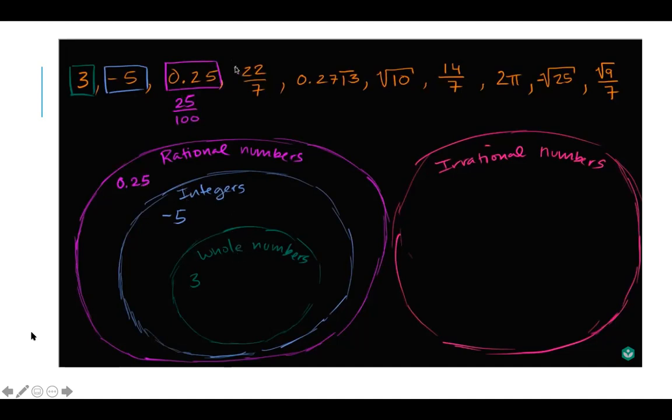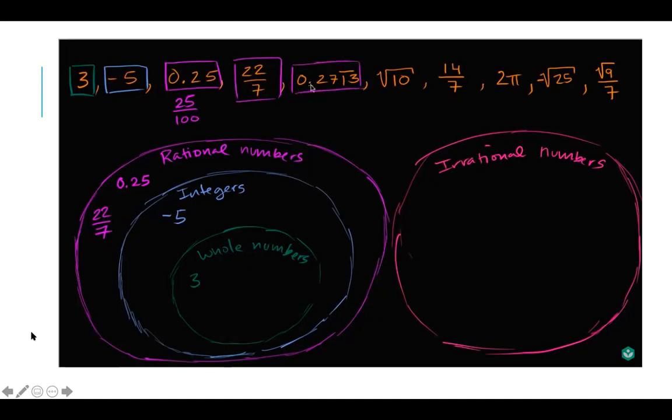Now what about 22 over 7? Well, here it's clearly represented already as a fraction of two integers, but I don't think I can represent this any other way except as a fraction of two integers. I can't somehow make this without using a fraction or some type of decimal that might repeat. So this right over here would also be a rational number, but it's not an integer, not a whole number.